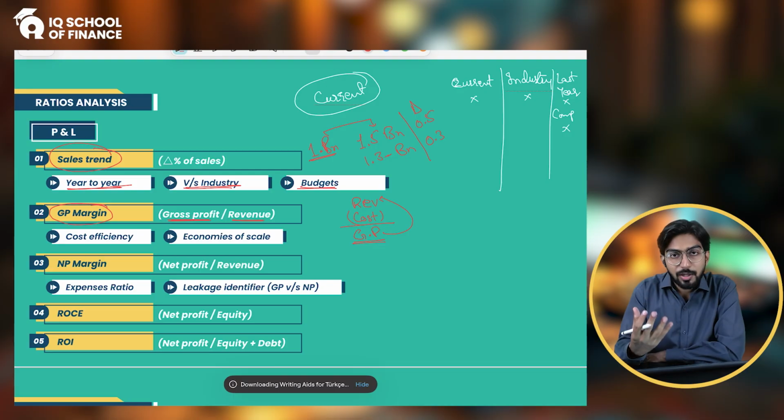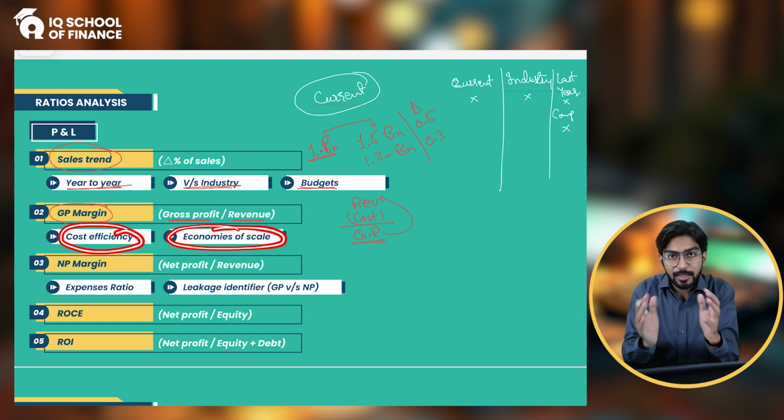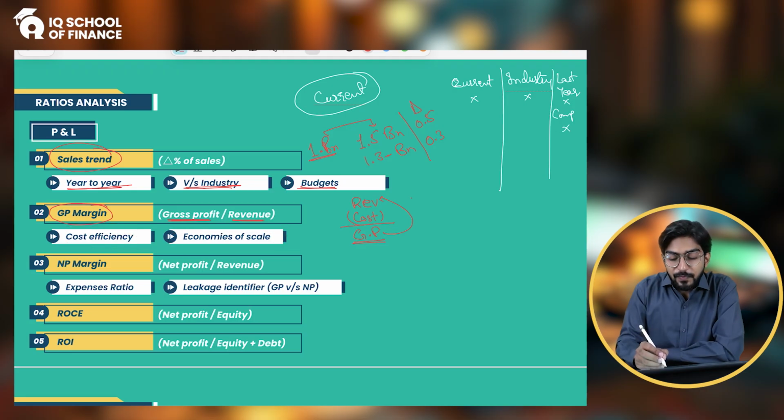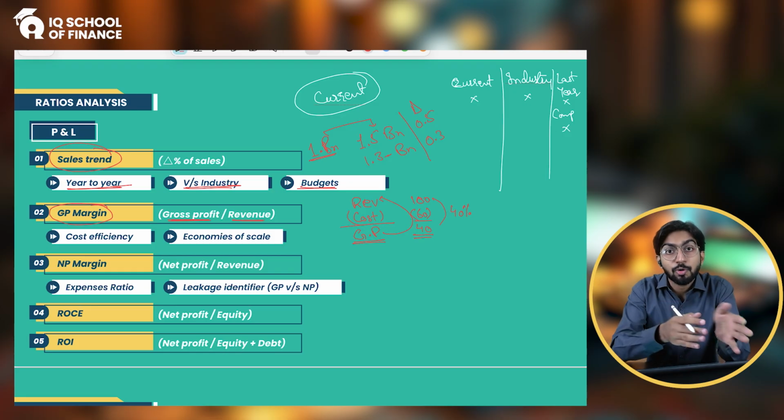So basically, what does this GP margin tell you? All right. This GP margin actually tells you the cost efficiencies and the economies of scale. It actually tells you that, for example, if your revenue was 100, all right, and you incurred the cost of sale of $60 and you had the GP of 40. So it shows that the GP margin is 40%. It is showing that 60% of the portion from revenue goes into the cost.